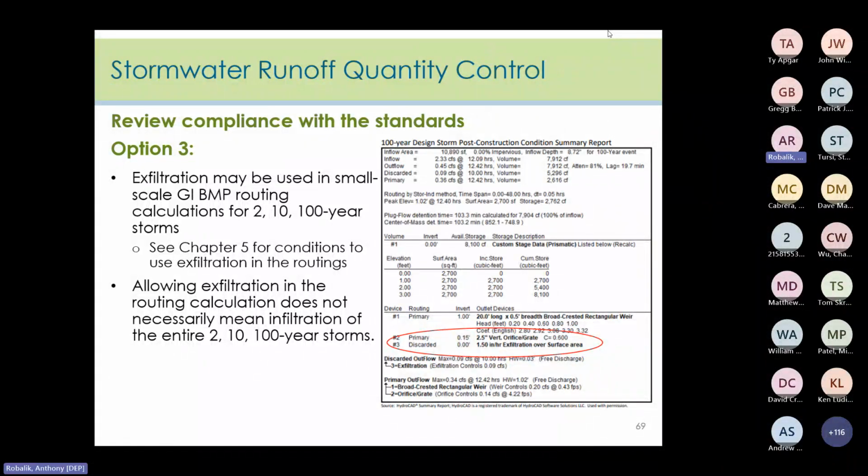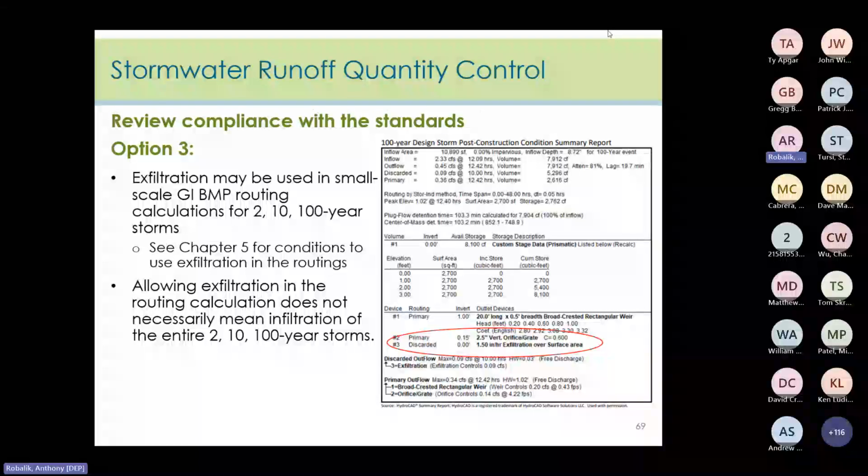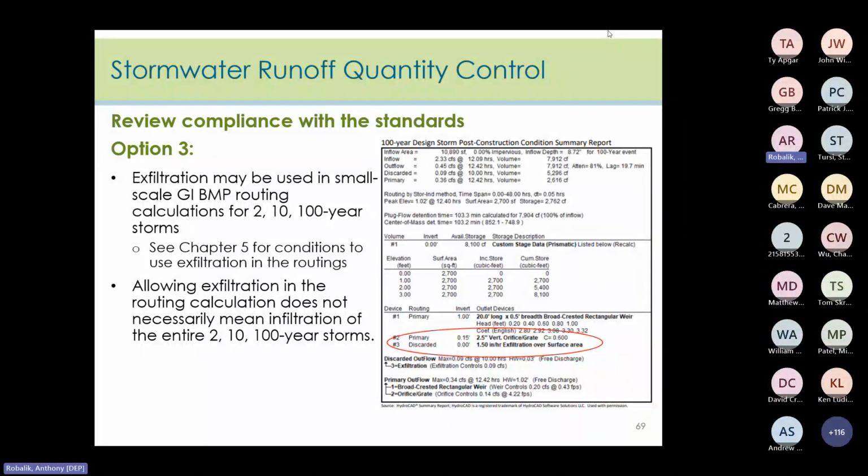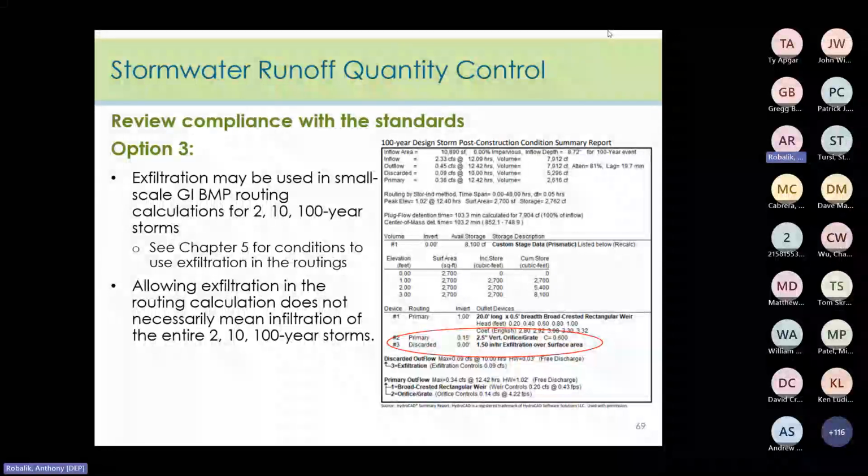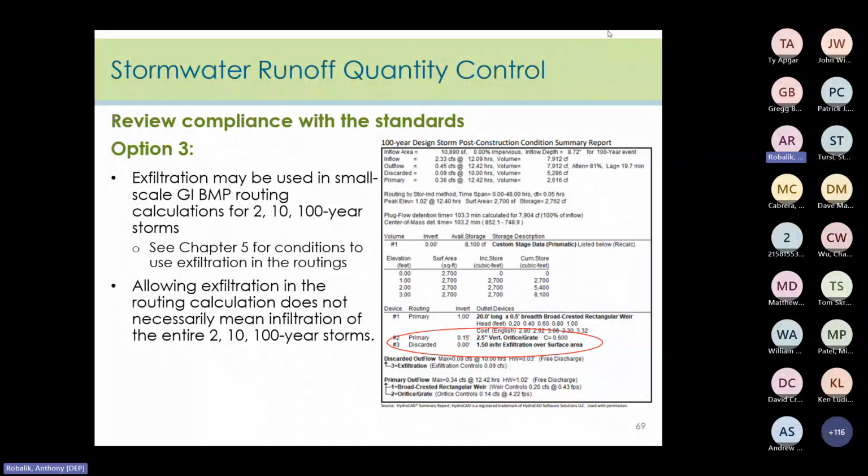Something else to note is that this BMP design does not infiltrate the entire 100-year storm into the subsoil. As you can see on the slide, primary here means the discharge of the 100-year storm through the outlet structure with a max discharge rate of 0.34 CFS. You will in most cases see a discharge in the post-construction condition.